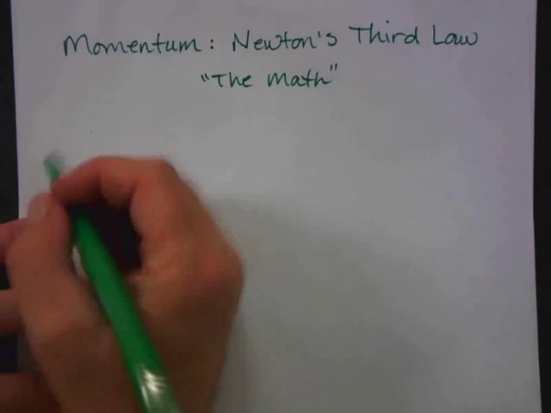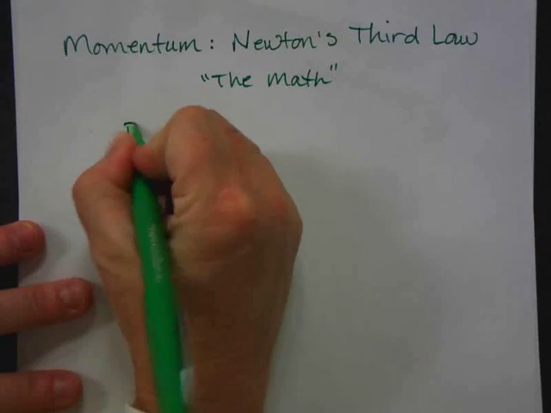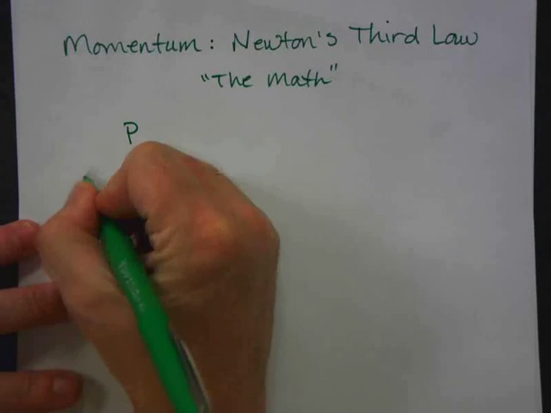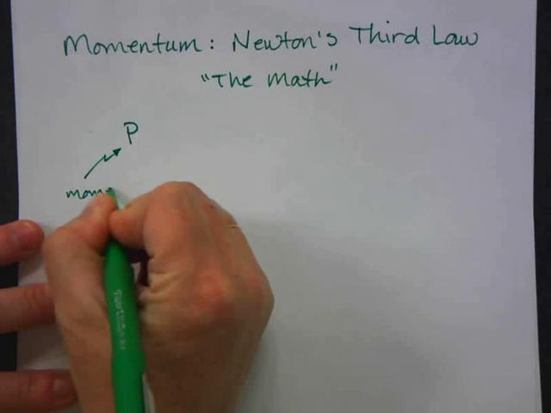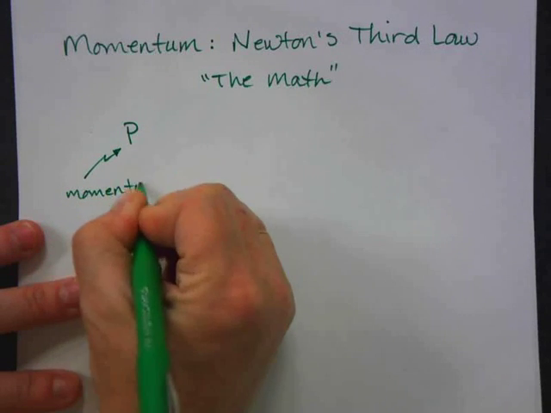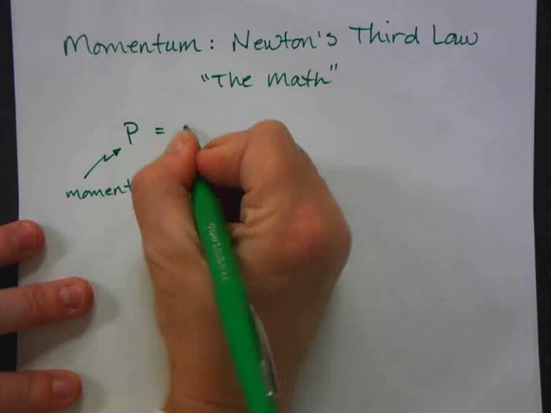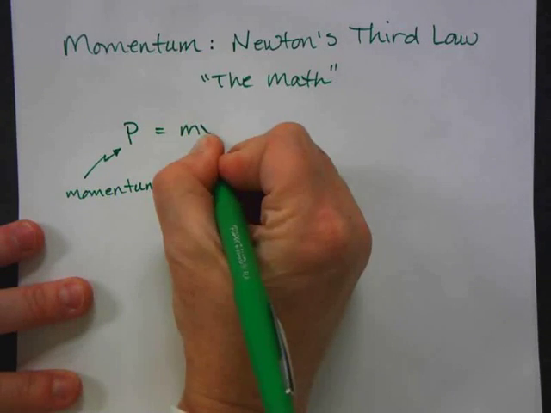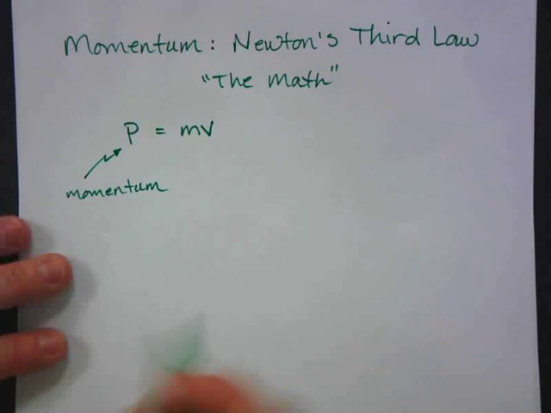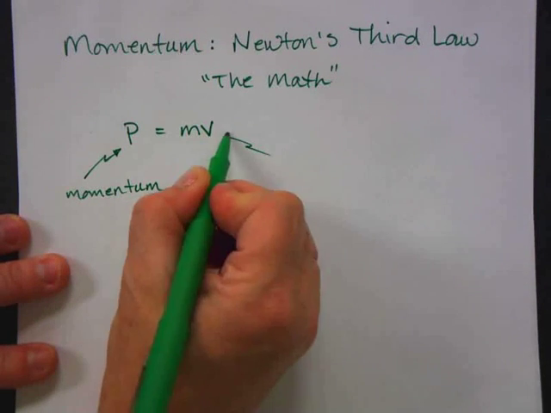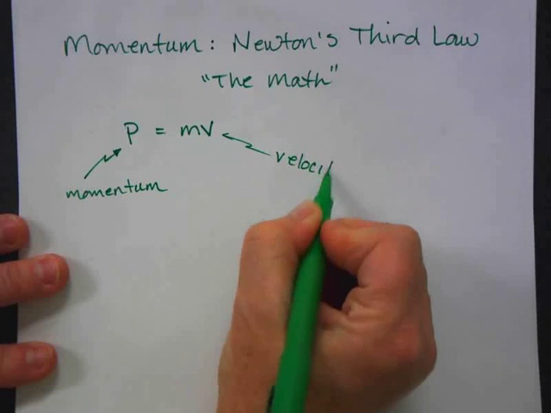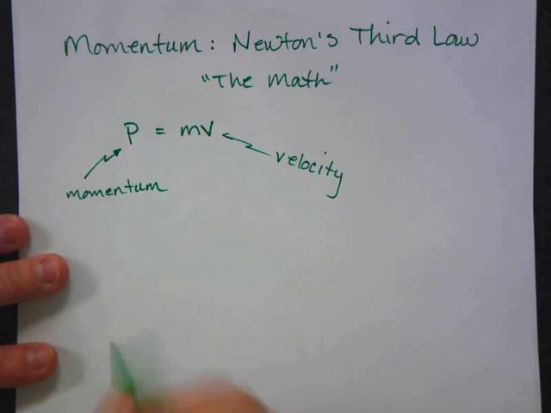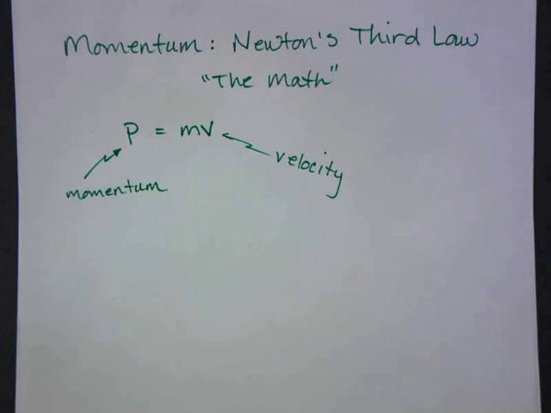Now momentum is defined, and P is a symbol for momentum, as mass times velocity. And V is velocity, not speed. So what does that tell you about it? It has a direction, that's correct. So momentum is a vector, which means that we're going to do trig.